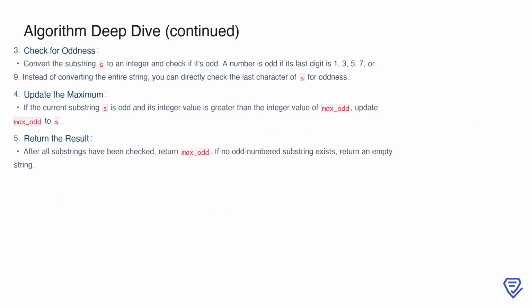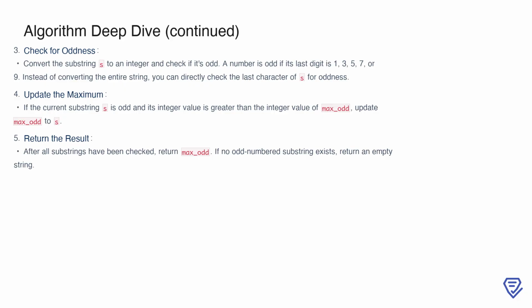Once we generate a substring S, the next step is to check whether it represents an odd number. A number is odd if its last digit is 1, 3, 5, 7, or 9. Instead of converting the entire substring to an integer, we can simply check the last character of S to determine its oddness. If the substring is odd and its integer value is greater than the current value of max_odd, we update max_odd to this substring. After checking all possible substrings, we return the value of max_odd. If no odd-numbered substring is found during this process, we return an empty string.